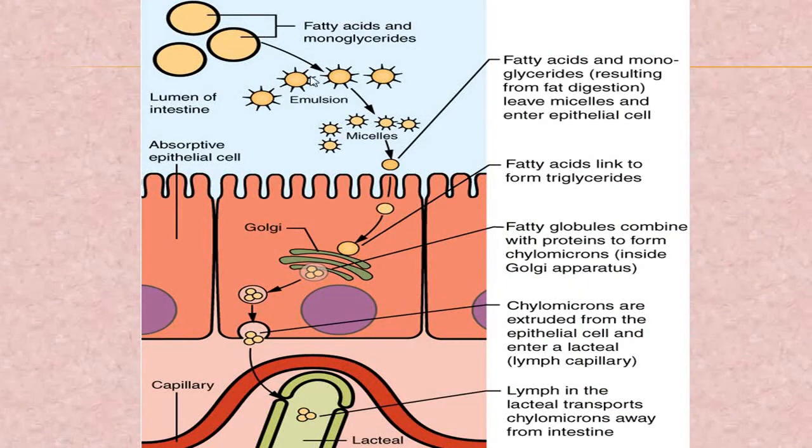Again, this is another figure that shows the formation of chylomicron. These are the micelles. From the micelle, fatty acids and glycerol enter into the epithelial cells, where by the smooth endoplasmic reticulum and Golgi apparatus they are converted into chylomicron. You can see that they are now surrounded by a layer of protein, and then through exocytosis they are transported to the lacteal.